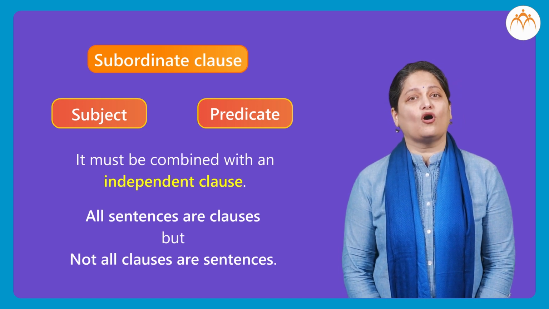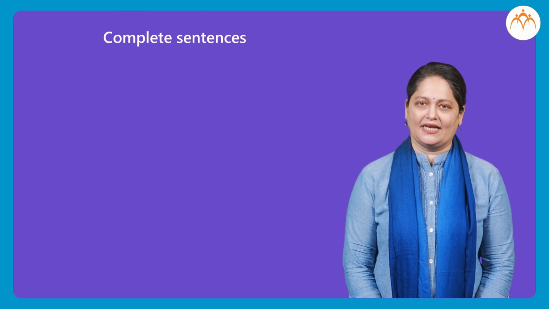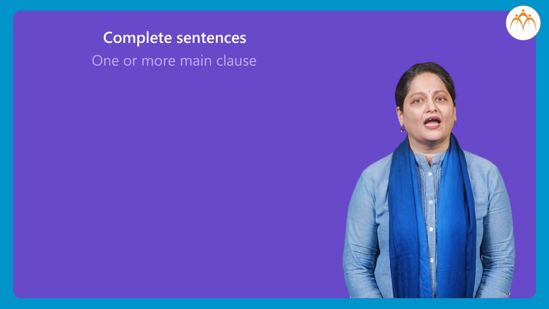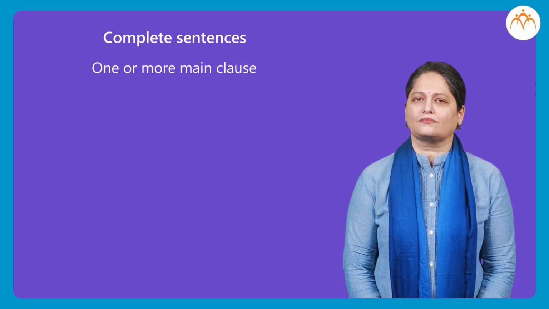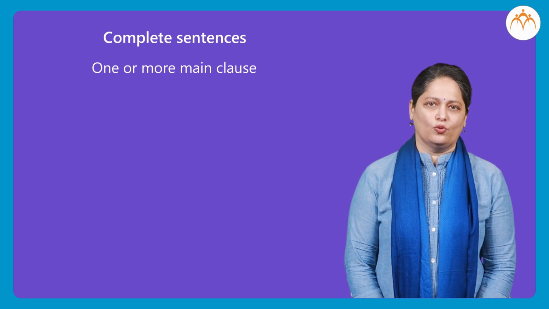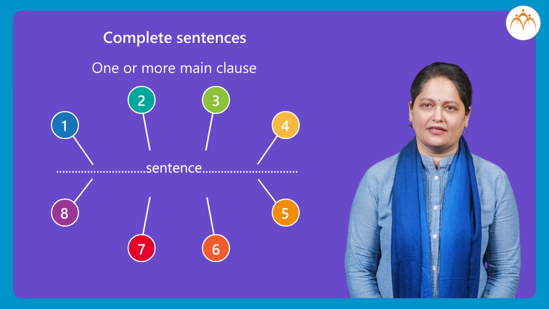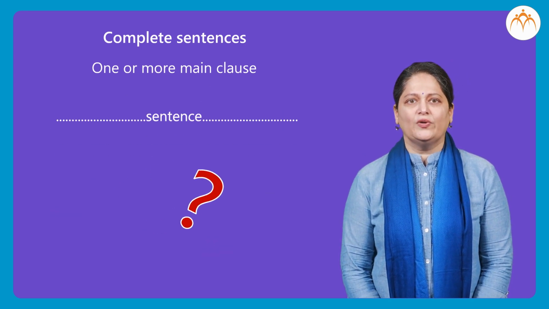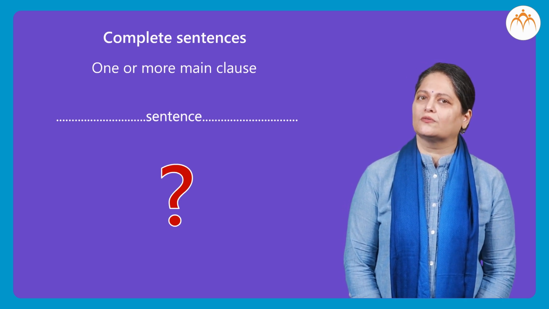For the purpose of this lesson, we will only deal with complete sentences, that is, sentences with either one or more main clauses. As you may know, the 8 parts of speech come together to make a sentence. But which parts of a sentence are required to form a complete thought?